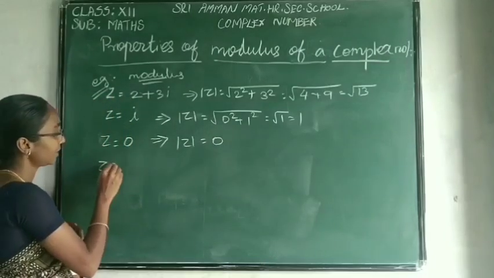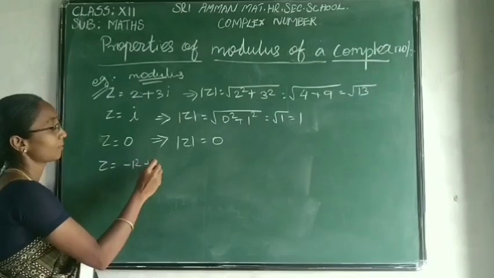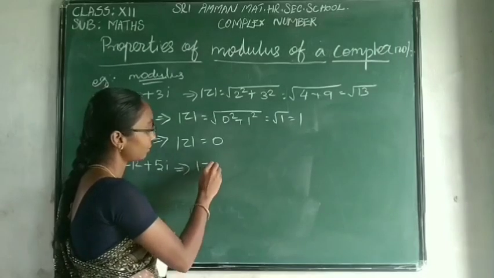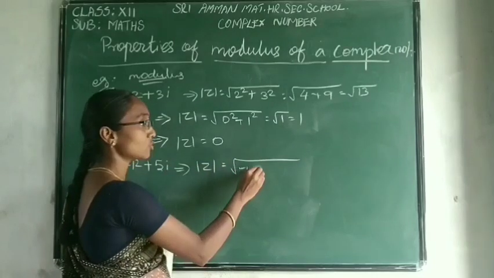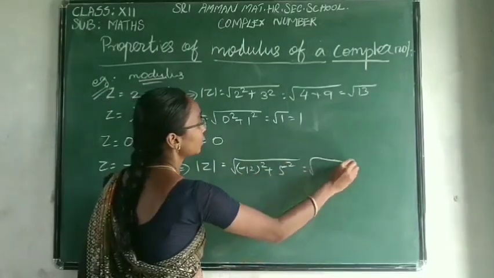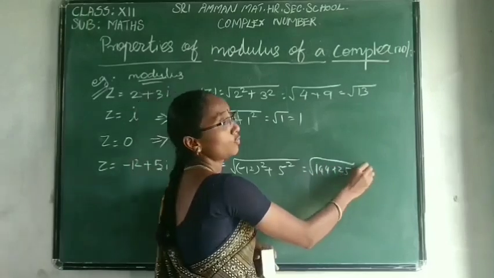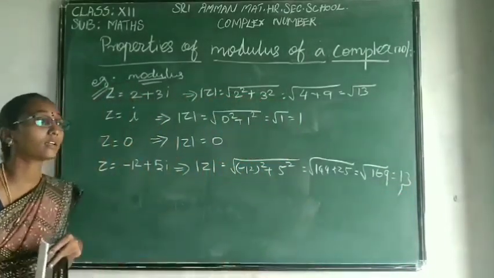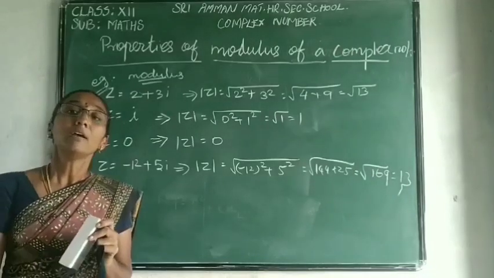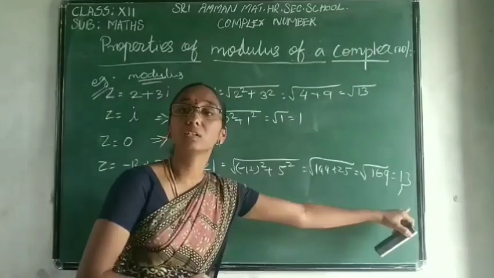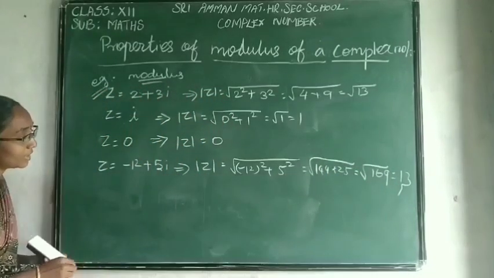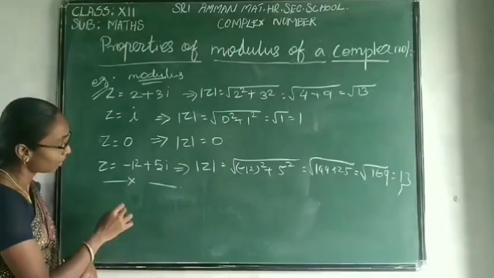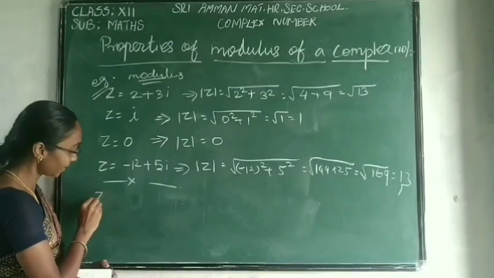Then z equals minus 12 plus 5i. Modulus of z equals root of (minus 12) squared plus 5 squared, which is root of 144 plus 25, that is root 169, and the value of root 169 is 13. So for z equals minus 12 plus 5i, the modulus of z equals 13. Afterwards, one of the points of modulus of a complex number: let us consider z equals x plus iy.